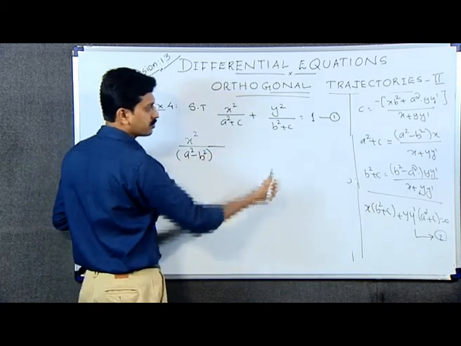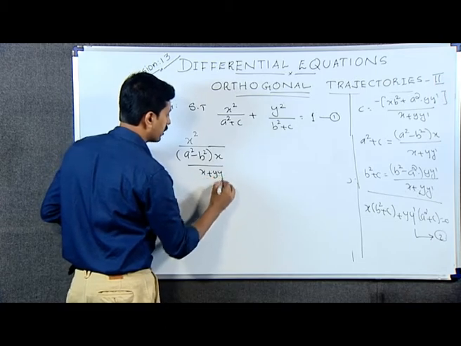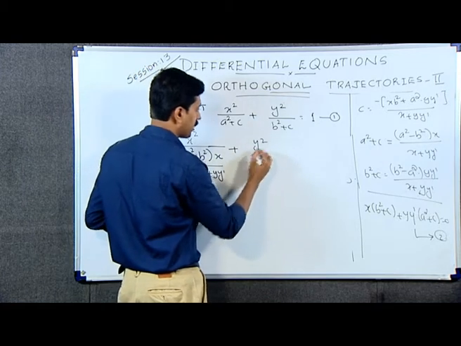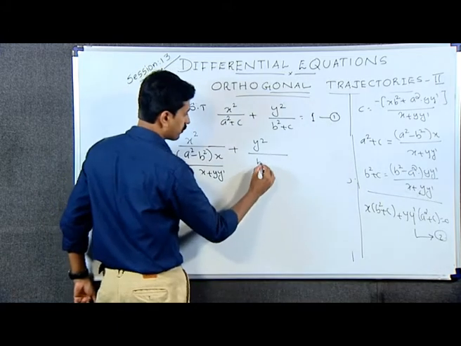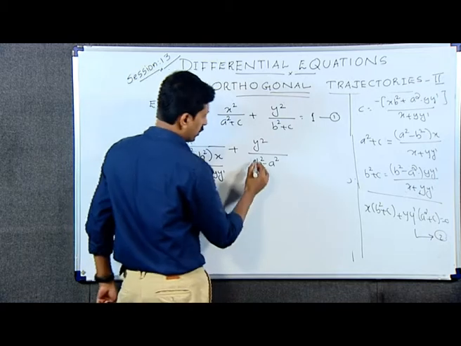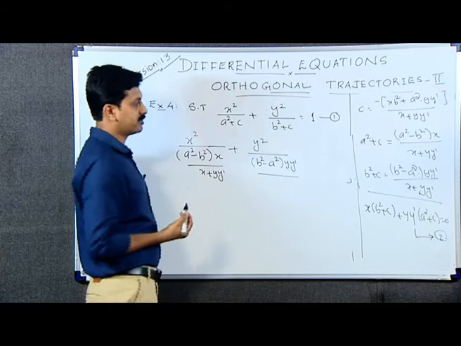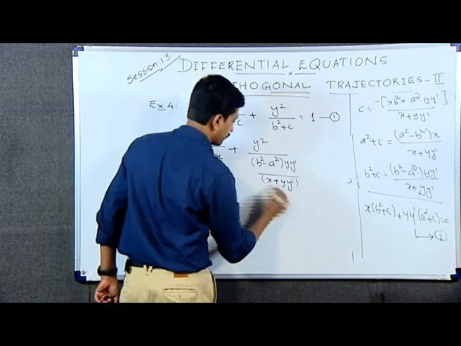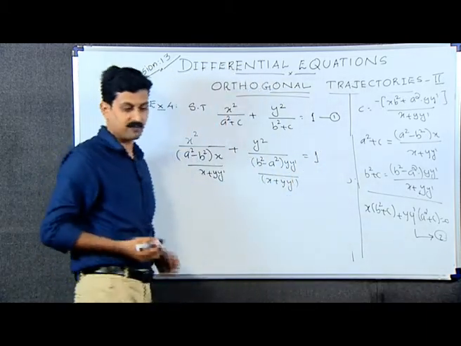into x divided by x plus y dash, and plus y square divided by, instead of b square plus c we can write b square minus a square into y dash divided by x plus y dash, equal to 1.